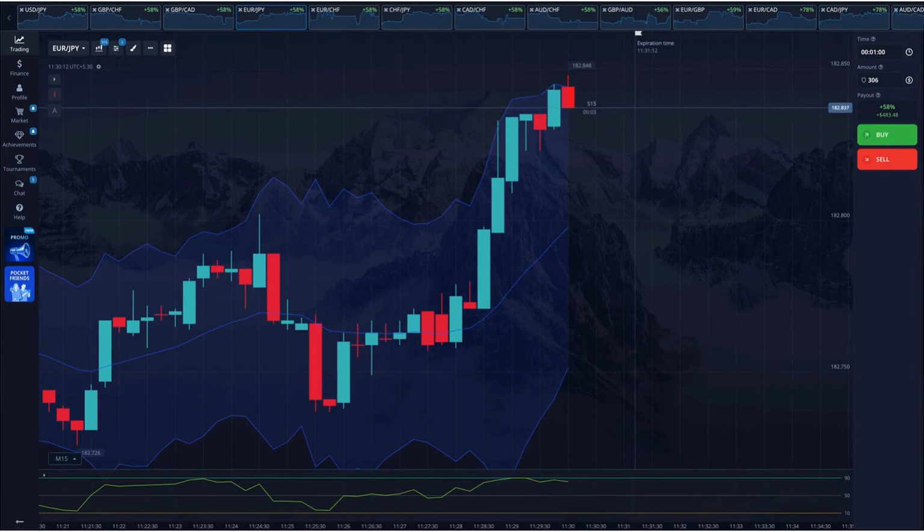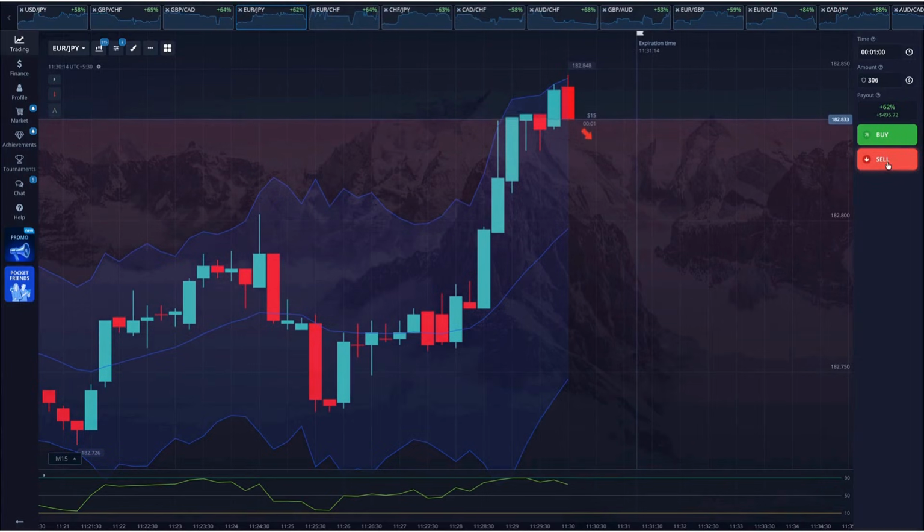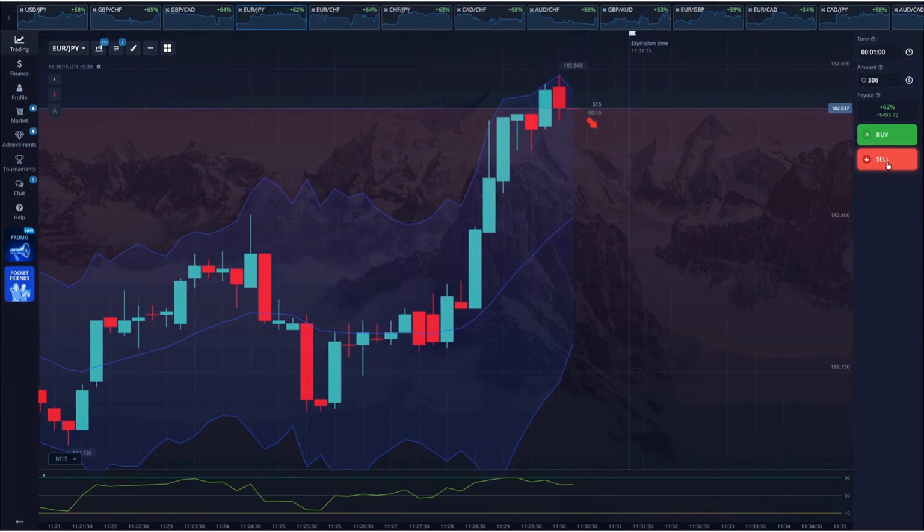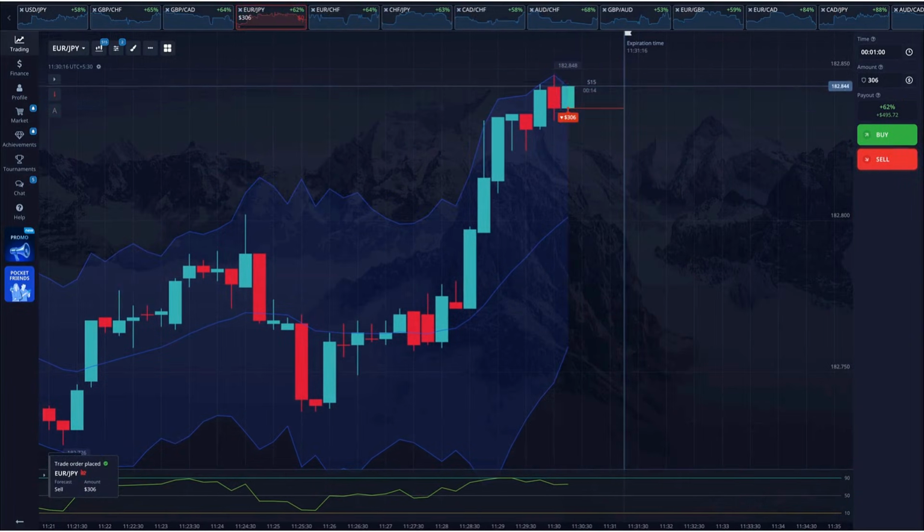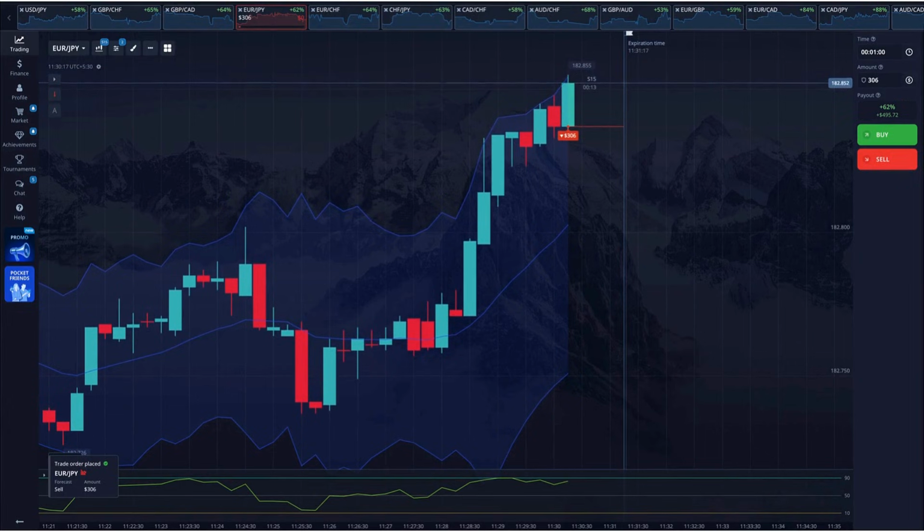Okay, let's jump into a live example. I want you to pay very close attention here because I'm about to show you the difference between a lucky trade and a strategy trade. Right here, you see the price pushing aggressively up. I took a sell trade immediately.